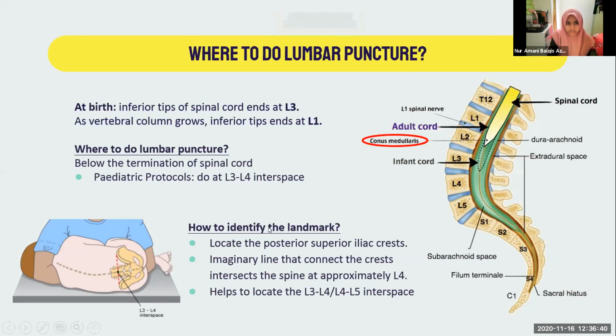Okay, so how do physicians identify the landmark on where to do the lumbar puncture? First of all, we need to locate the 2 posterior superior iliac crests, and then make an imaginary line that connects the 2 crests. This line intersects the spine at the level of L4. So when we know where L4 is, we can locate the interspaces, either L3, L4 or L4, L5. So that's how we determine where the landmark is.